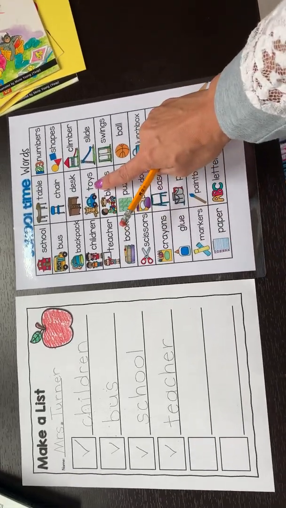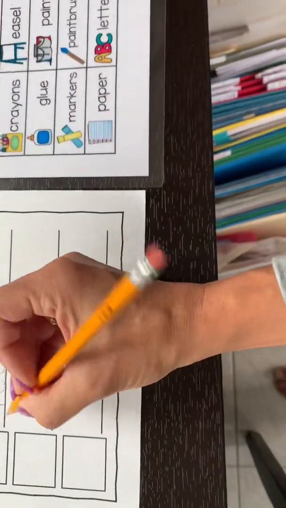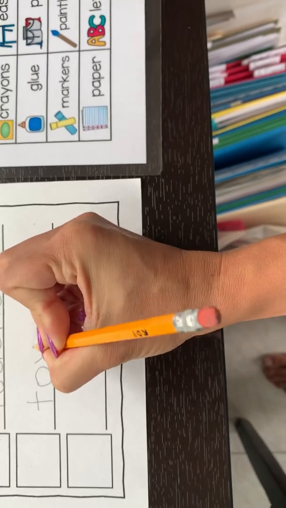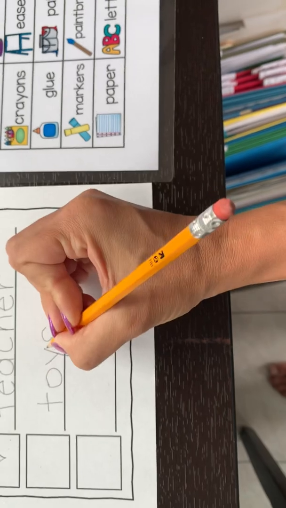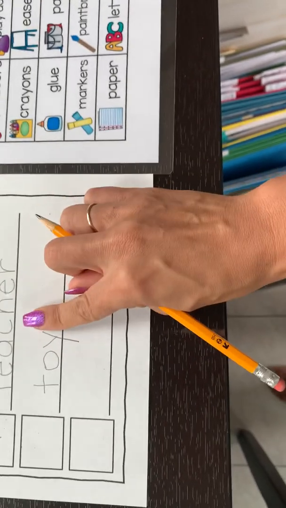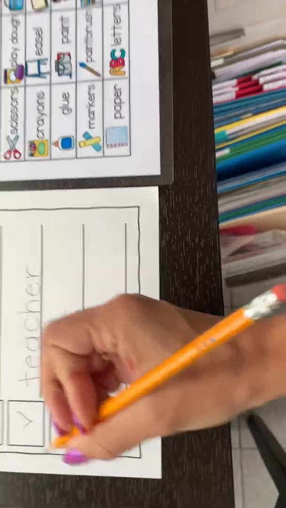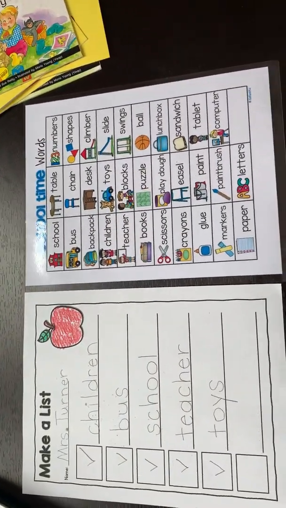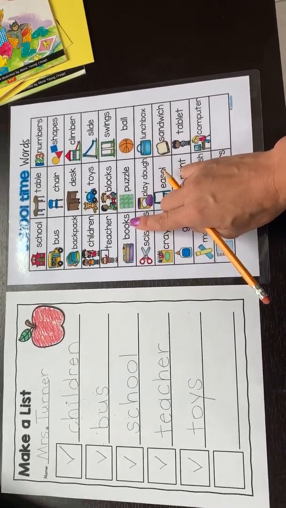Now, I know in school we love to play with toys, so we're going to write toys. T O Y S. The S at the end makes it more than one toy. Toy, toys. I wrote the word toys. Okay. Now lastly, I love reading. So I'm going to write the word books.